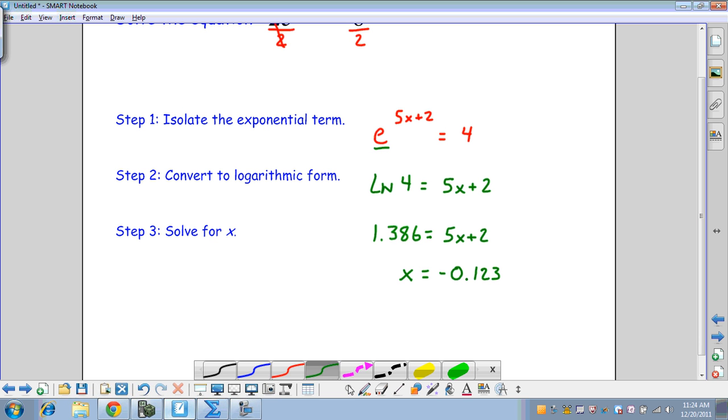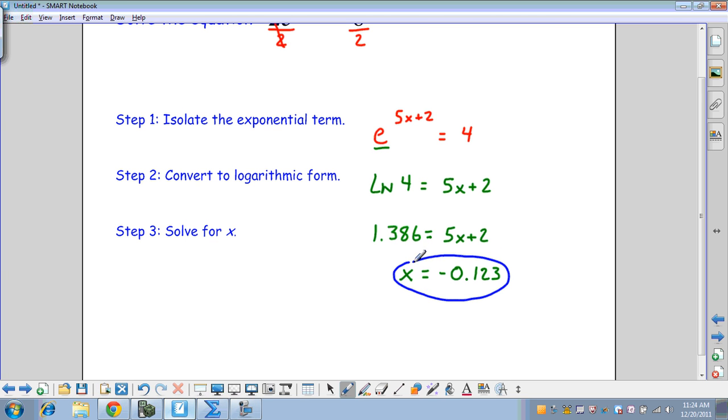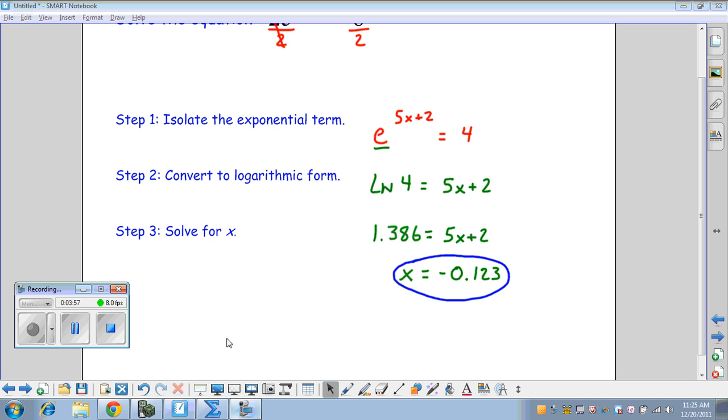And again, that whole last part I did on the calculator. So I did the natural log of 4, then I subtracted 2, and then I divided by 5. So you need a calculator of some sort to get those last few steps. And that's it. So my answer here is going to be negative 0.123.